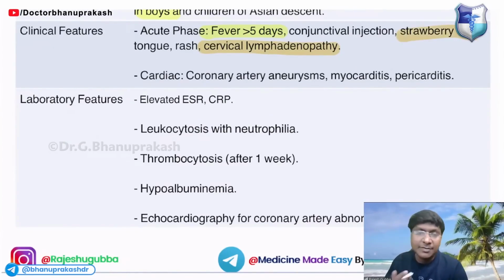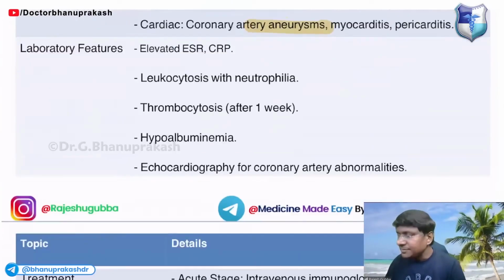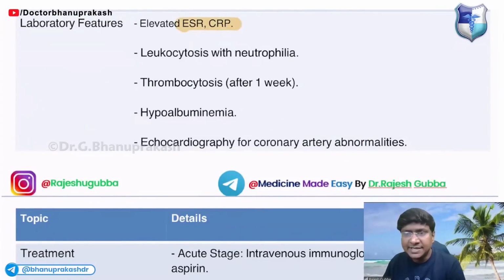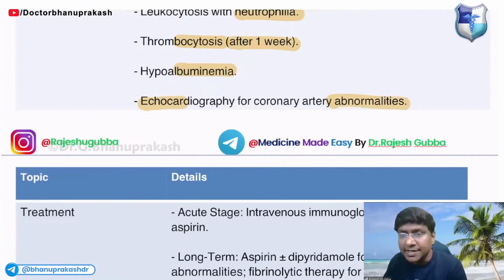What will be the vessel that is commonly affected? Coronary artery. And that coronary artery involvement will be in the form of coronary artery aneurysm. And other cardiac manifestations will be myocarditis and pericarditis. And what will be the laboratory manifestations? Because it's an inflammatory condition, the ESR and CRP are elevated. The other features that you'll have are neutrophilia, thrombocytosis after 1 week, and hypoalbuminemia, and echocardiography is done in order to look for the coronary artery abnormality. And then how do you treat?